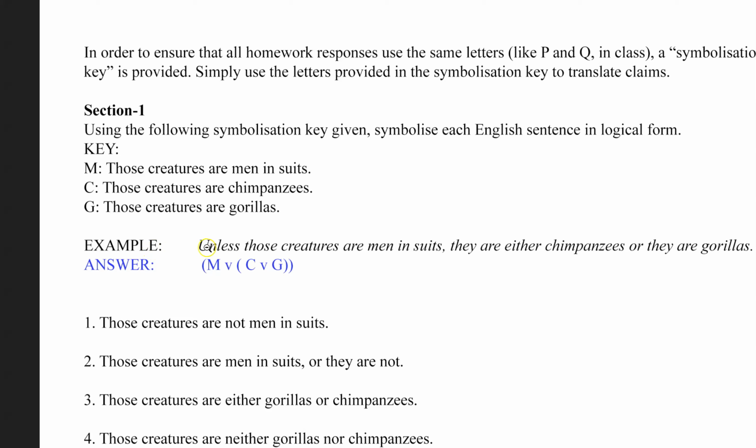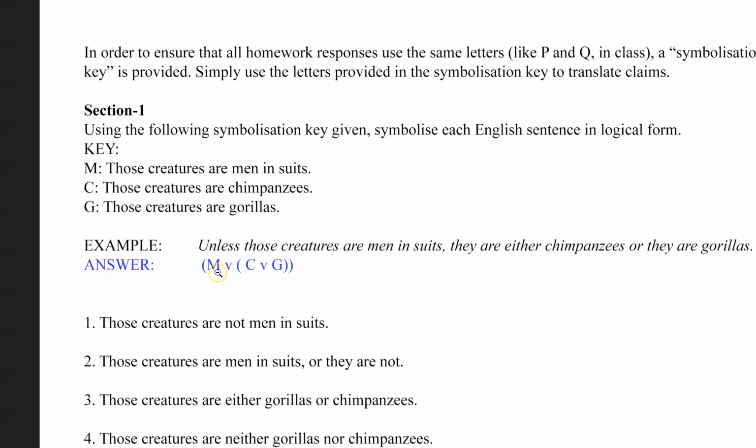So the example here is, unless those creatures are men in suits, they are either chimpanzees or they are gorillas. And we would symbolize that based on this key. And the reason I want everyone to use the same key is so that I don't have to check every answer based on your key. So everyone please symbolize using these letters. That would be right. What if it was S, right? It gets wacky. And I start going nuts and I can't tell who's keeping up with everything and who's completely lost. So please use this key.